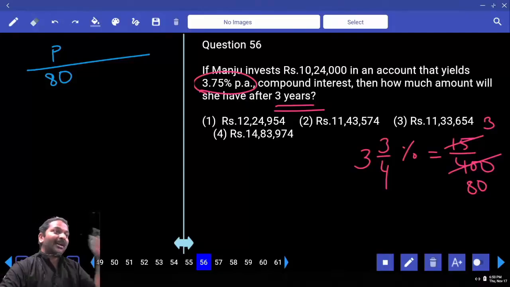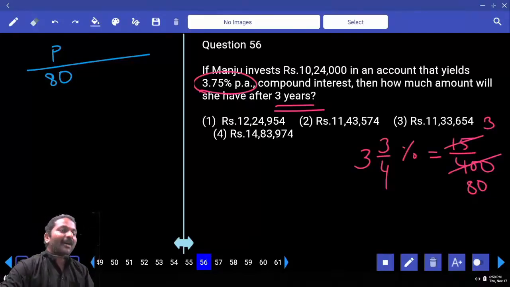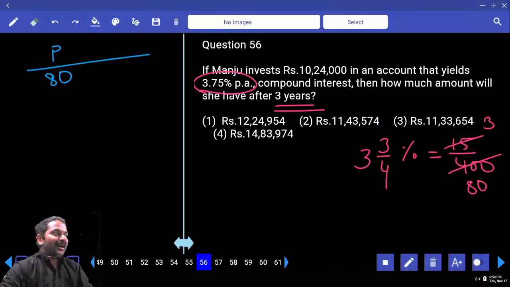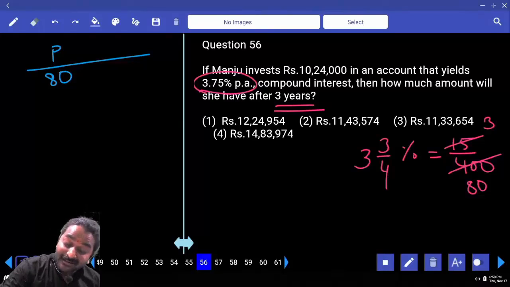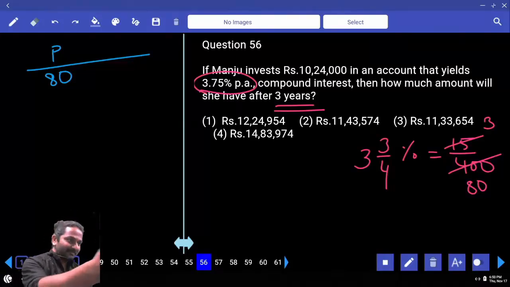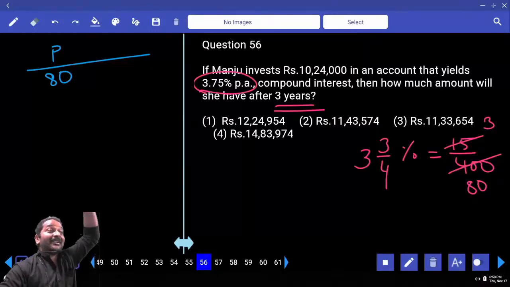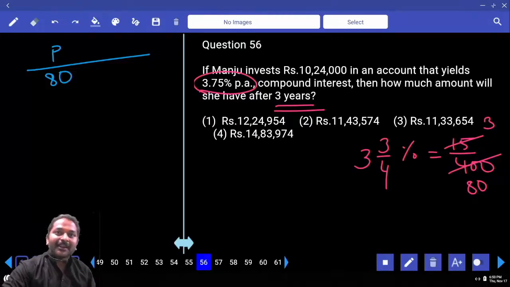The amount formula in compound interest: P times (1 plus R by 100) whole power N, or the time period. So the time period lies in the exponent value, right?